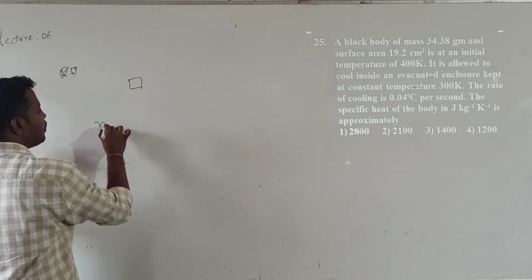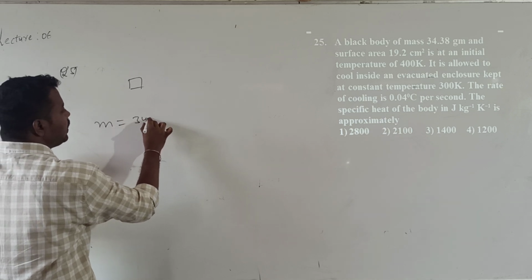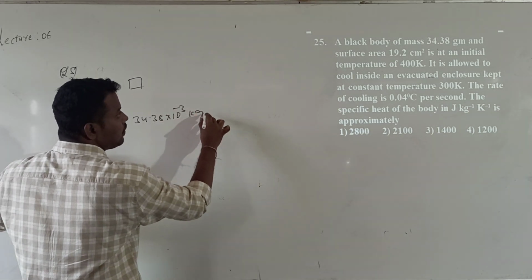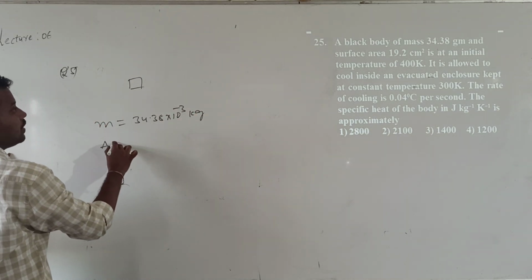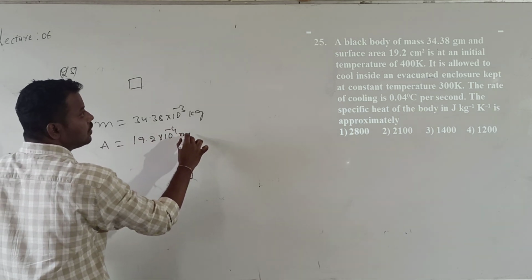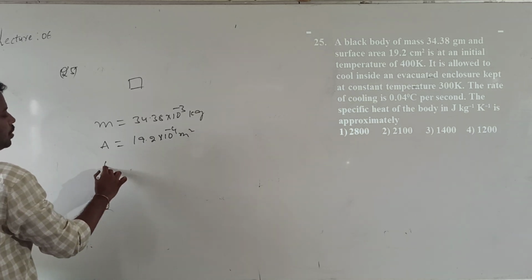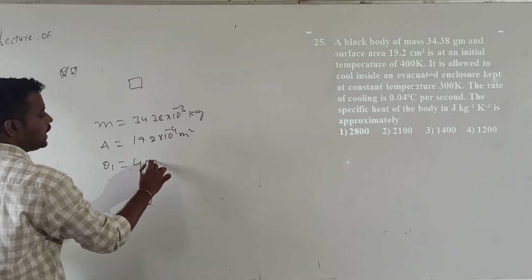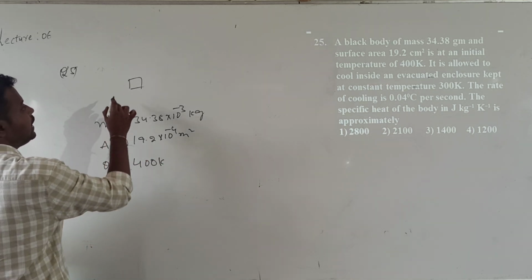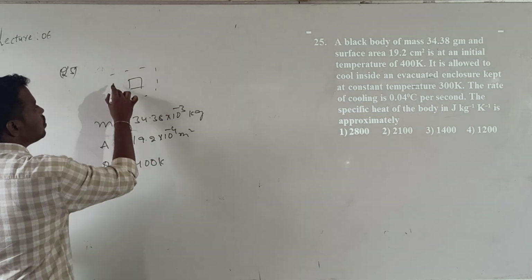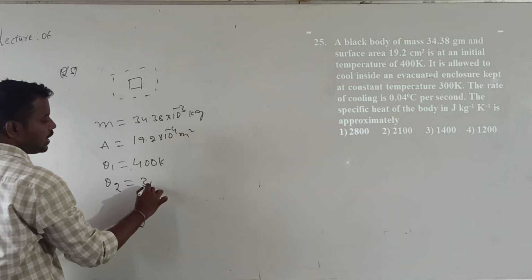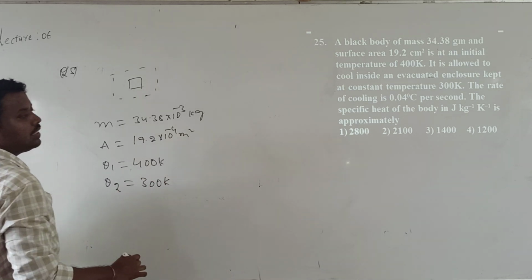What is the mass of the black body? 34.38 grams. Can I write it as 34.38 into 10 power minus 3 kg? What is the surface area? 19.2 into 10 power minus 4 meters square. What is the temperature of the body? Theta 1 is 400 Kelvin. It is allowed to cool inside an evacuated enclosure. What is the temperature of that enclosure? 300 Kelvin.